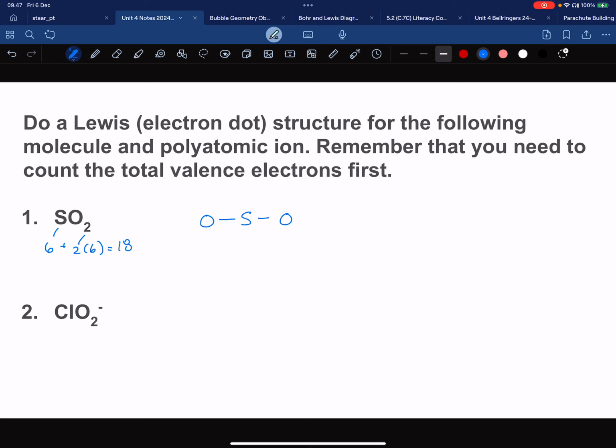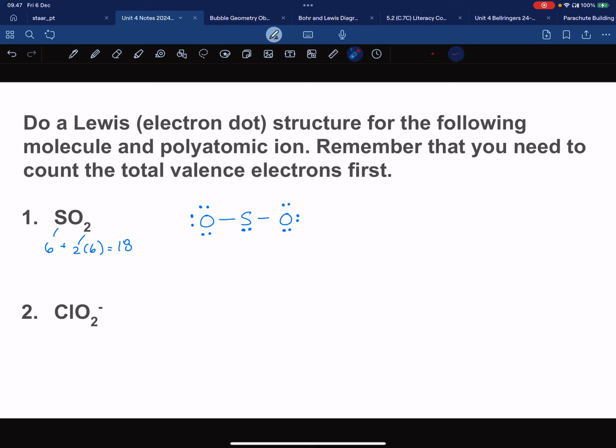Start at a terminal oxygen and add electrons in a systematic way. So I'm going to start here and I'm going to go around that way, since I went the other way in a previous video. So here we go. 2, 4, 6, 8, 10, 12, 14, 16, 18.